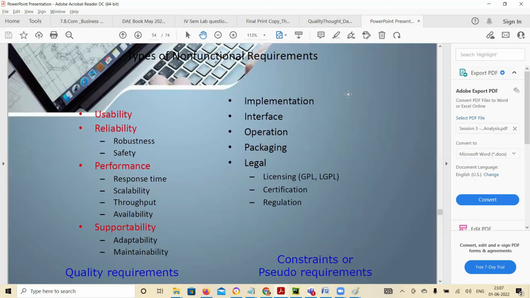These are the broad areas where you will see these constraints. On the left side, you will see the non-functional requirement, when it talks about performance, right? That the response time should be so much. It's clearly a non-functional requirement.